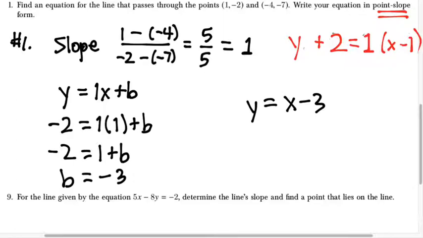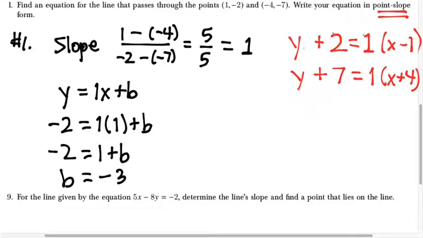Let's check, by the way. So the other version would be y plus 7 equals 1 times x plus 4, right? Those look like different things. Well, why is that okay? It's all the same line.